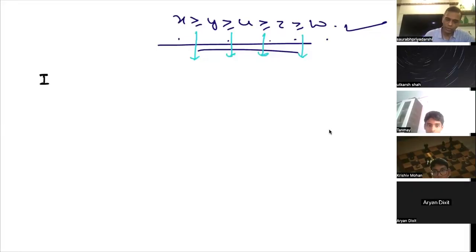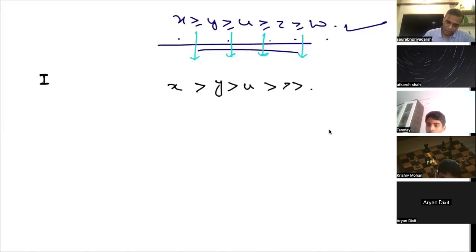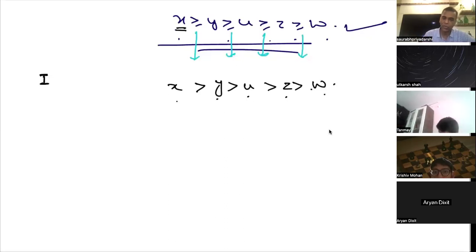So we have to solve for x, y, z, u, and w, with x greater than or equal to y greater than or equal to u, z, and w. First case: if no equality signs are in between, we require 5 numbers out of 10, because the greatest number will go to x.